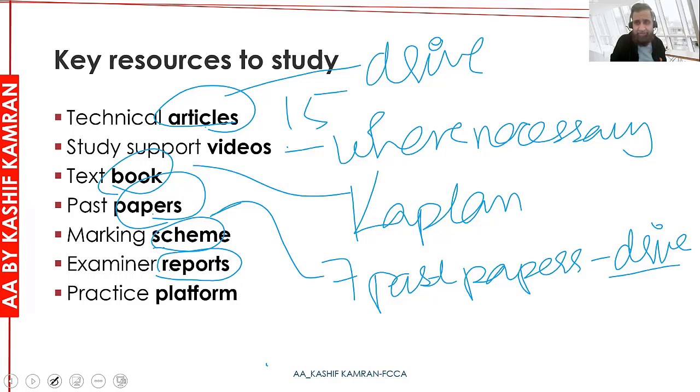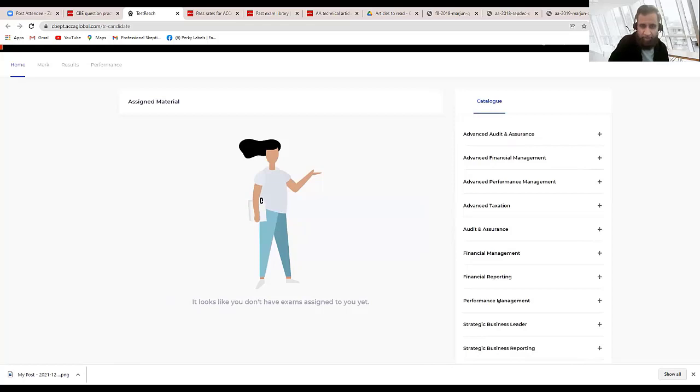of the syllabus areas. And the practice platform is a key resource. You need to be aware of the practice platform. I hope you know the practice platform for AA. We'll be using it on and off in our live classes. Let me share the interface of the platform with you. I hope you can all see the interface of the platform in front. And I hope you're very familiar with it.